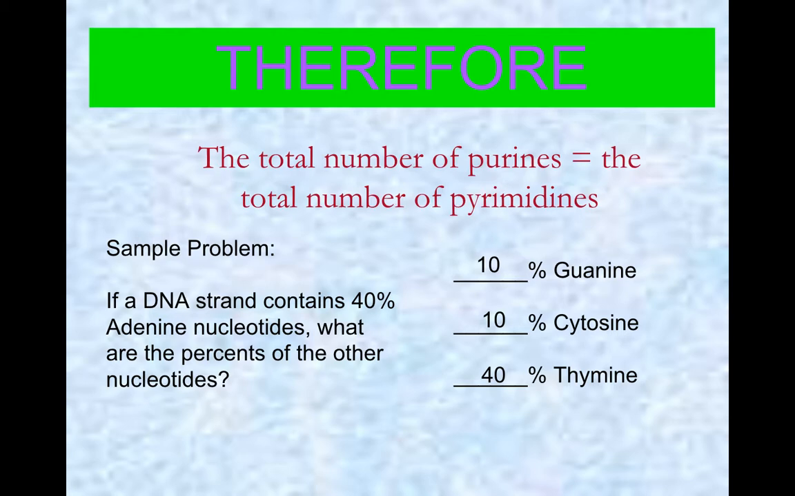So let's take a look at this. Here's an example of a math problem. As long as I give you the percent of one of the 4 nucleotides, you should be able to figure out the percentage of the other 3. So here, if I told you the amount of adenine nucleotides in a piece of DNA equals 40%, you should be able to figure out the other 3. So right away, we know that A always pairs with T, therefore their percentages should be the same. So that's 40 and 40. But we know nothing about G and C except that they should equal one another.